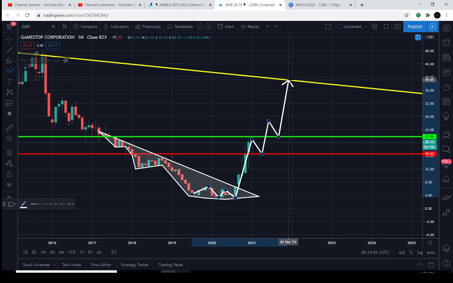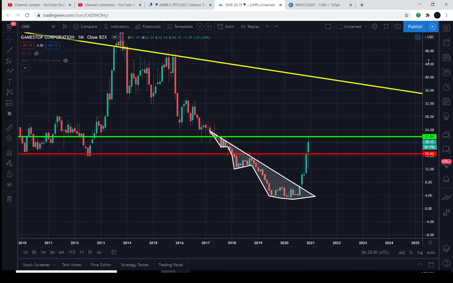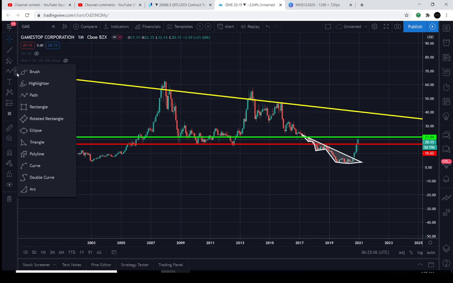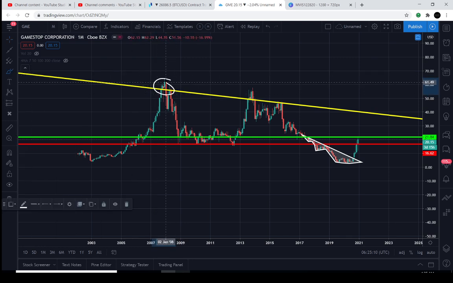But I do think that at some point it should revisit this yellow line here just overhead, this descending line, as it has already done 2 times in the past, okay? Well, it actually did it more than 2 times if you take into consideration the price action there, 2007 at around $58. And then you have another price action here, 2013, October-ish, $51.